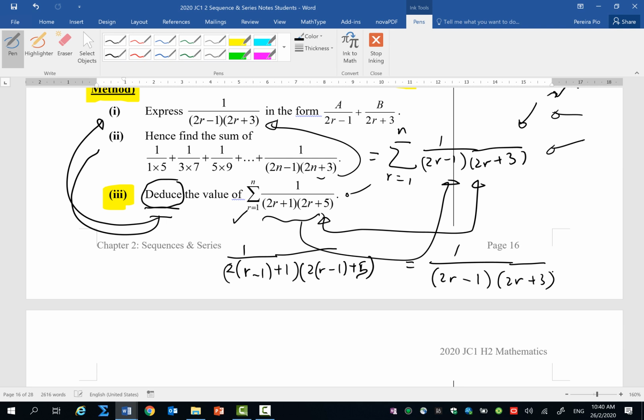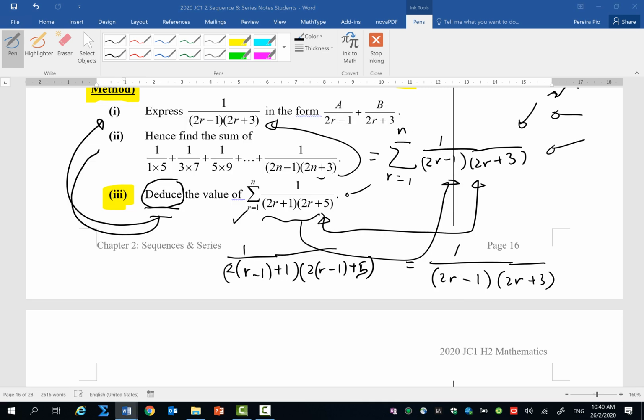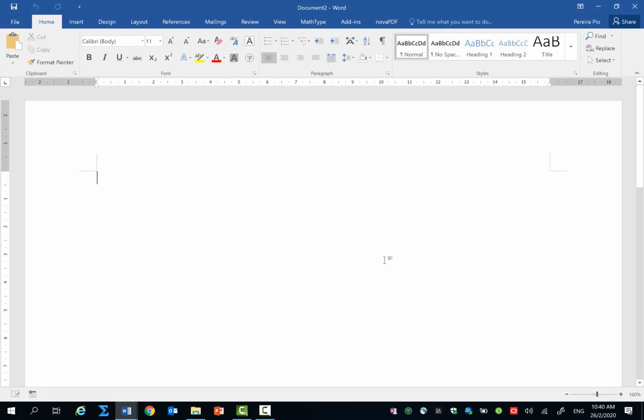All right, so let me now do this. How would you need to write it out? Now this is the first part. So you know that I've got to replace my r with r minus 1. So that's the idea, but we won't write it this way. This is how we write it. So let me just start a new page. All right.